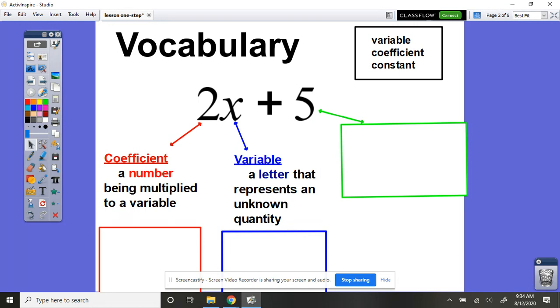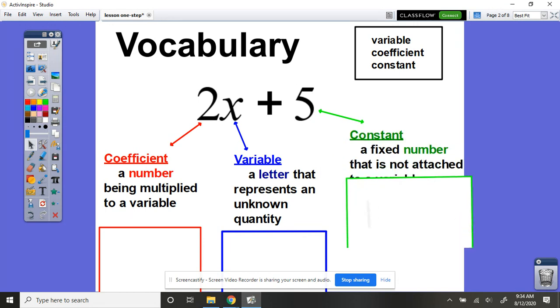And last, the word constant should have been in the green box. Constant is a fixed number that is not attached to a variable. So the number 5 is alone. It is not directly attached to a variable. It is a constant. You will see these three words throughout the week and throughout the year in your assignments.